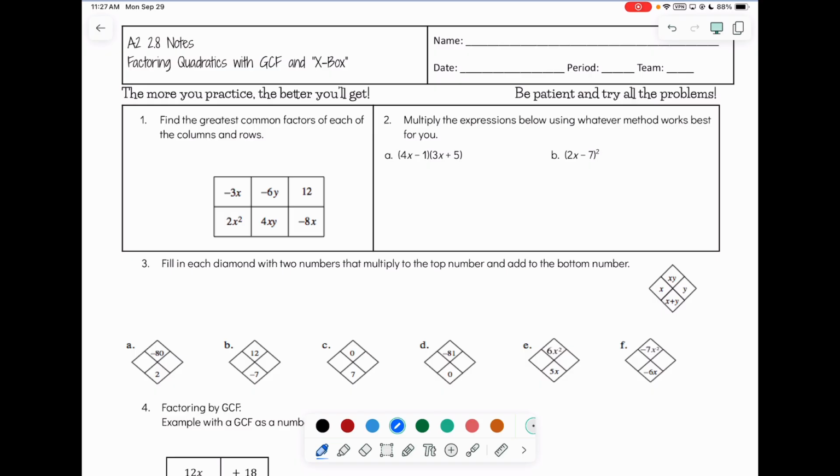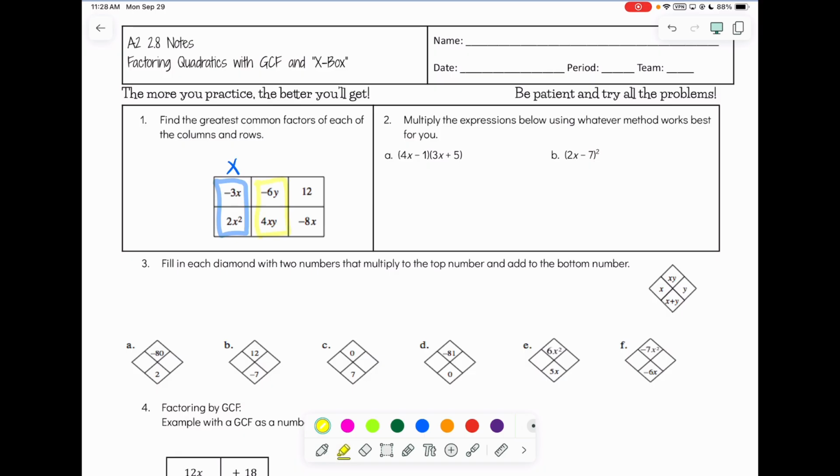What do these two pieces in one single column have in common? X. So I'm going to factor out the x. Anything else? Nope. Moving on to the next one.